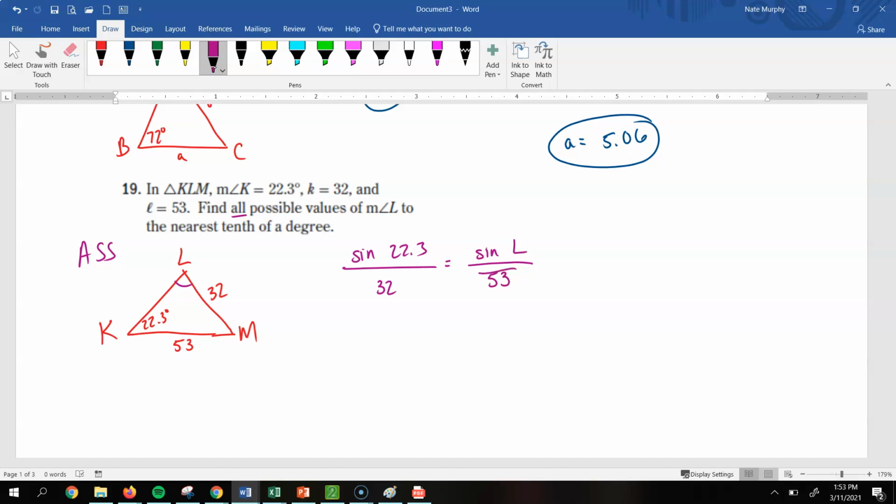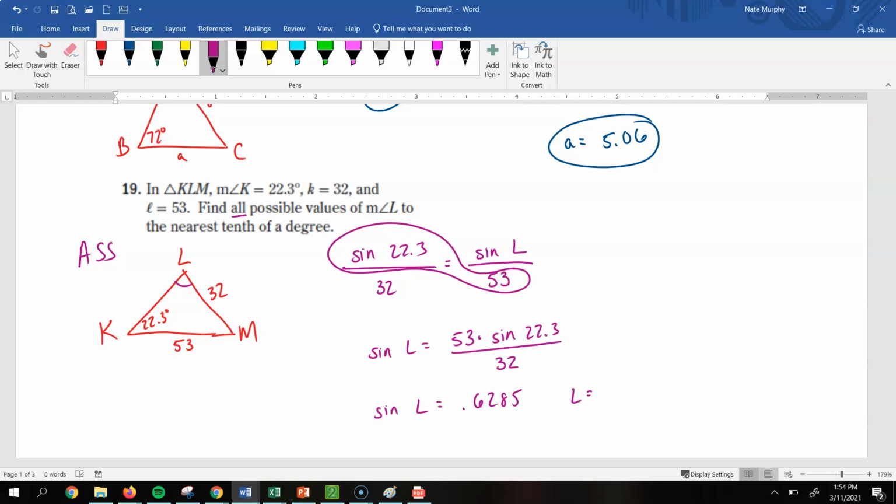So again, we're going to cross multiply. So remember, write the number first. Makes it a lot easier, so you avoid making mistakes. So it'll be 53 times the sine of 22.3. Divide that by what's left over, 32. And when you do that on your calculator, 53 times sine of 22.3 divided by 32, you end up getting 0.6285. And if I do the inverse sine of that value, we get our angle L is 38.9 degrees.